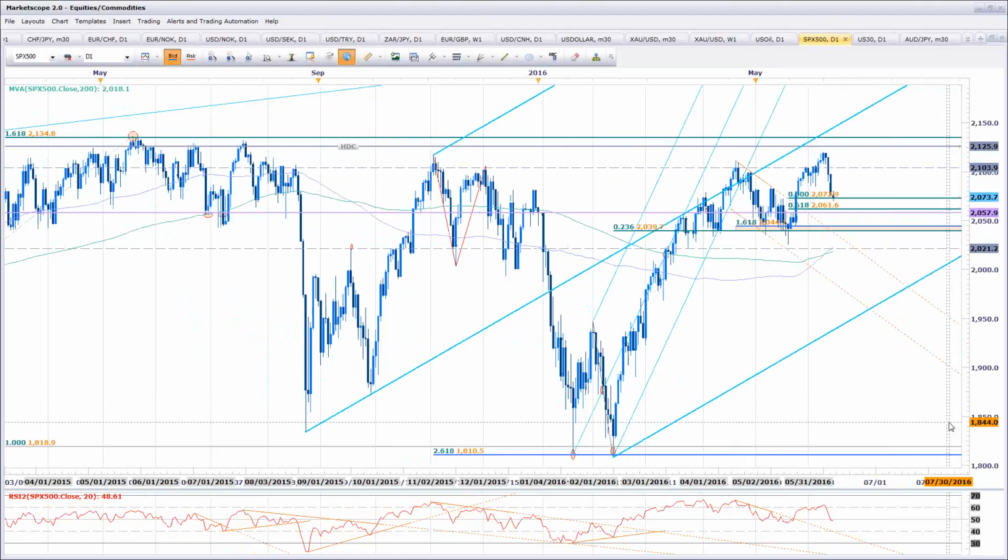So that's what I'd be looking at. You could get a rebound off this region here in U.S. trade today, but I would be cognizant. As long as we stay below the monthly open at 2103, I would be looking lower.